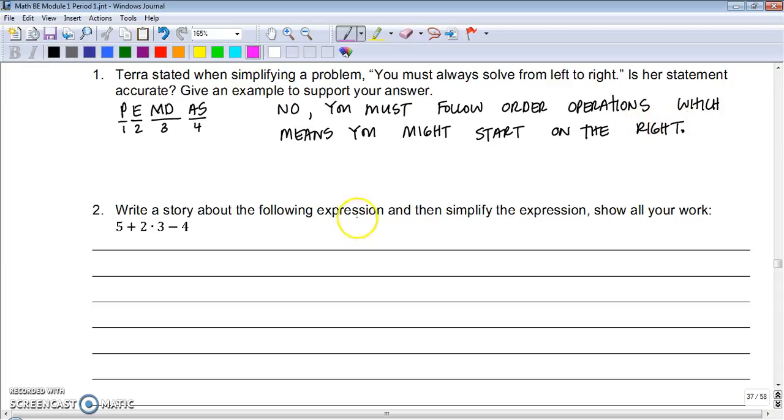So here's my example. If I were to simplify 3 plus 2 times 8, I'm not going to go left to right. I'm going to look for parentheses, which there aren't any. There aren't any exponents. And now I'm looking for multiplication and division. So 2 times 8 is 16, plus 3 is 19.